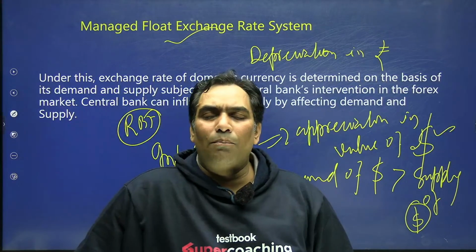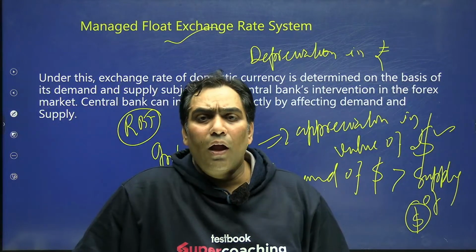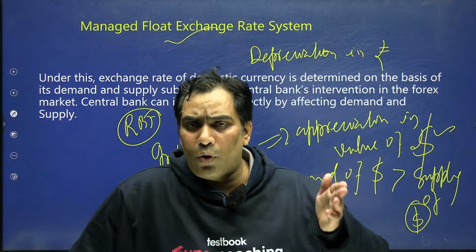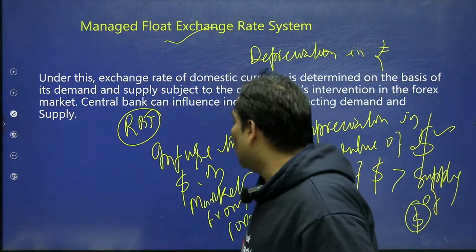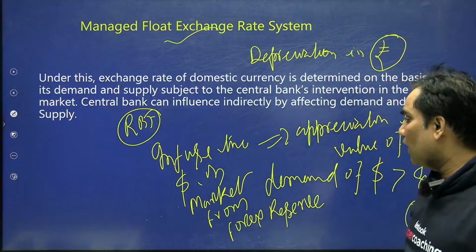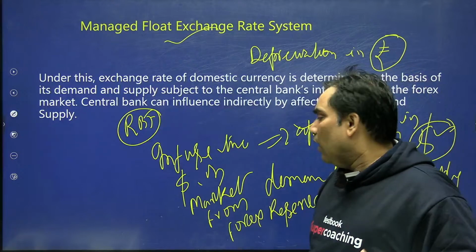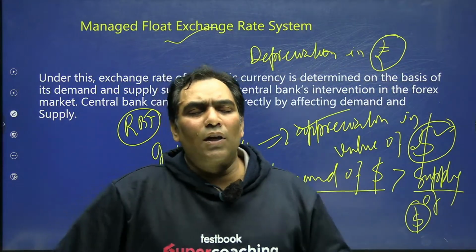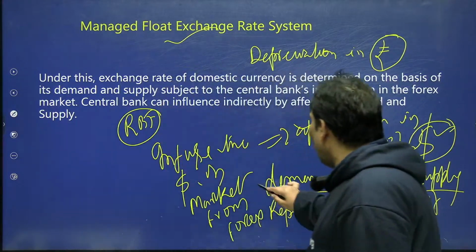Managed float means that the value of domestic currency in terms of foreign currency is determined by the market forces only, that is demand and supply only. Okay, but if there is too much fluctuation, meaning too much appreciation or depreciation in the value of domestic currency, then RBI will intervene. RBI will intervene not directly but indirectly. How indirectly? Let us try to understand that. Suppose there is too much depreciation in the value of the rupee. Depreciation in the value of the rupee is nothing but appreciation in the value of the dollar. And why is there appreciation in the value of the dollar? Because demand of dollar is more than supply of dollar. People are making more demand. That means importers are making demand, Indian tourists are making demand, and there is withdrawal of foreign investment. That's why demand of dollar is more than supply of dollar.